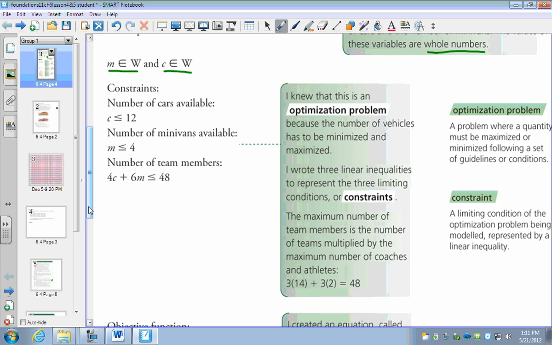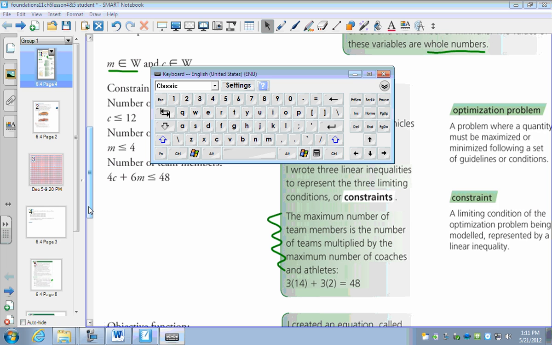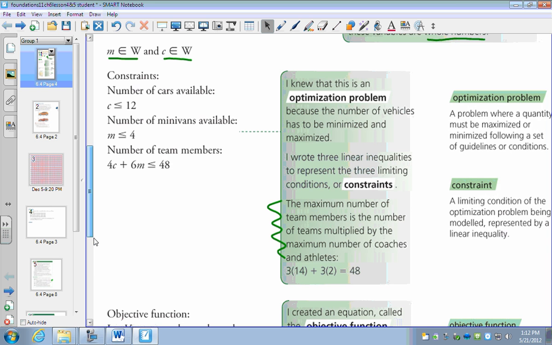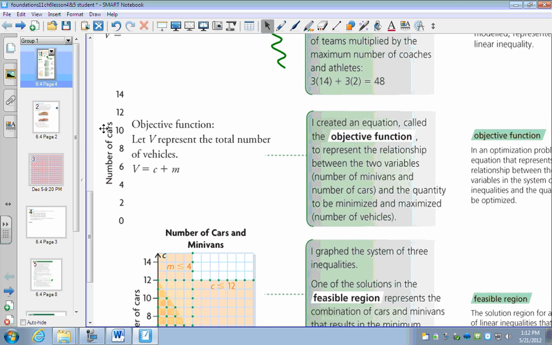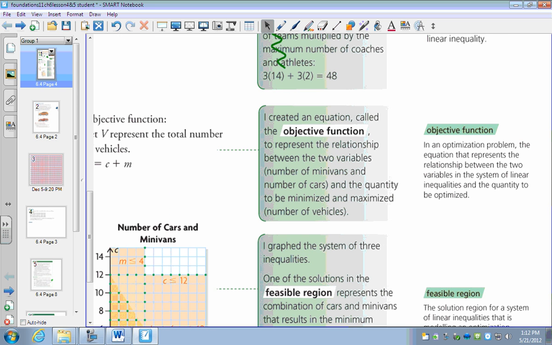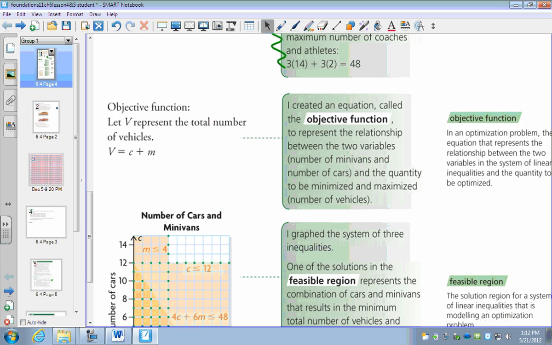Okay, she wrote these linear inequalities to represent the 3 limiting conditions. Here she went to the maximum number of team members is the number of teams multiplied by the maximum numbers of coaches and players. So 3 times 14 plus 3 times 2. She did it that way. Okay? Now she did something called an objective function. And an objective function, oh, I don't know why my screen just did that. Okay. An objective function is an equation that represents the relationship between 2 variables in the system of linear inequalities and the quantity to be optimized.